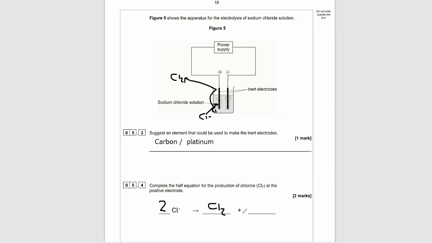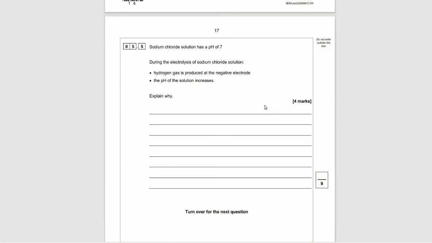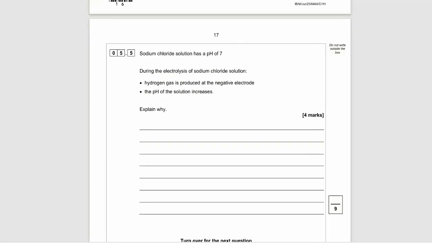Complete the half equation for the production of chlorine at the positive electrode. This is the most common one in all AQA exams, so if you don't understand how to do these, learn this one off by heart. 2Cl⁻ goes to Cl₂ + 2e⁻. It's the most common half equation to be asked ever in AQA GCSE chemistry exams. Remember, halogens are diatomic, just like H, N, and O. "Have no fear of ice cold beer" is a mnemonic you can use to remember all the diatomic molecules.